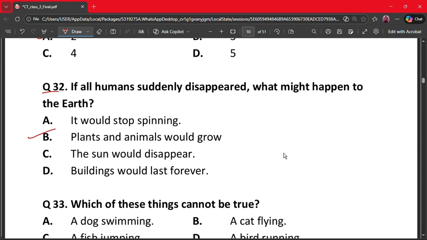No. The sun would disappear. Buildings would last forever. It would stop spinning. Again. I'm really sorry.